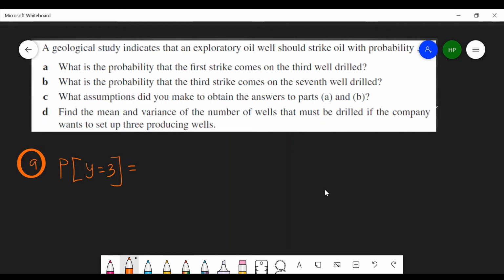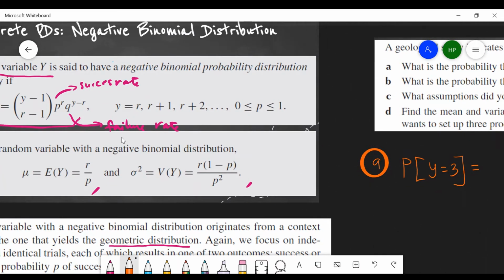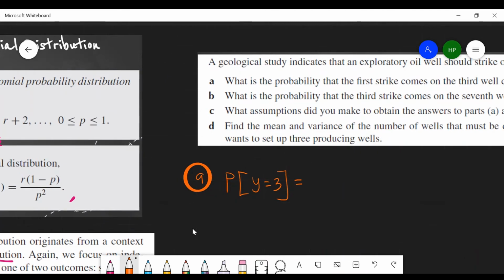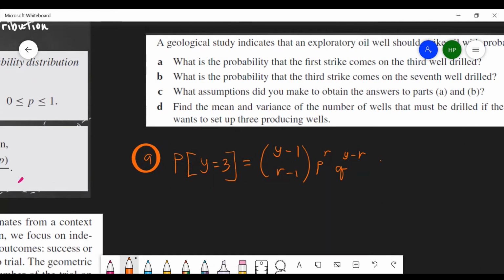So, following this distribution, ito, so you have (y minus 1 choose r minus 1), and then you have here p to the r, q to the y minus r. Okay? Ito rin yan. Okay? Where y equals 3, p equals 0.2, and of course q equals 0.8, and r equals 1.